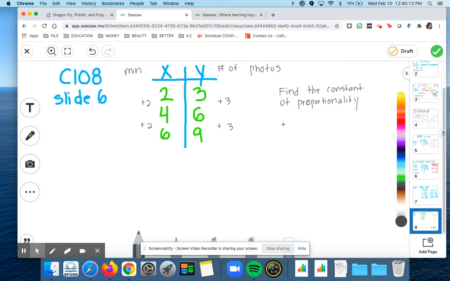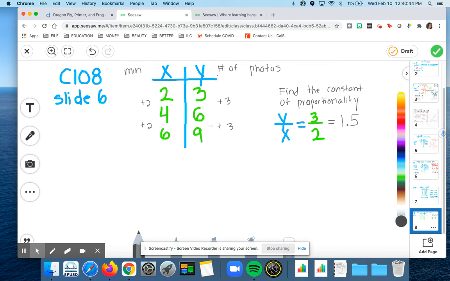All right, so that's going to be y over x. So our numbers in our table, if we're doing y over x, let's take any, it doesn't matter which one. We'll do 3 divided by 2. Over means divided by. That actually turns out to be 1.5. So that's my constant of proportionality, okay?